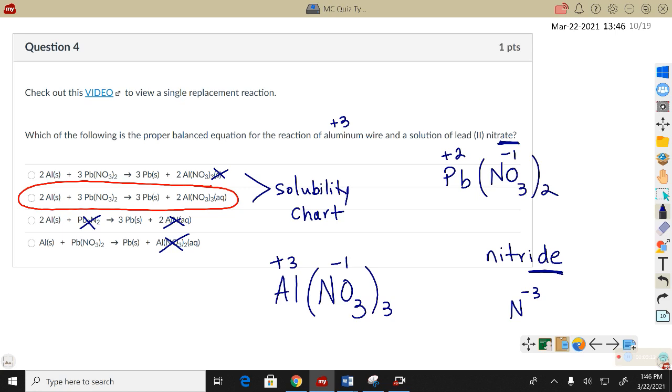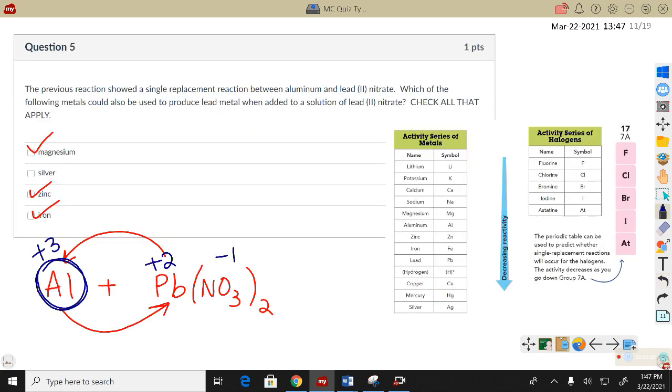It helps you to decide between solid and aqueous. Is this going to dissolve in water, or will it be a solid? And if you're not sure, just check the chart. Nitrates should all be soluble, which means aqueous. That's a good one. I like that.